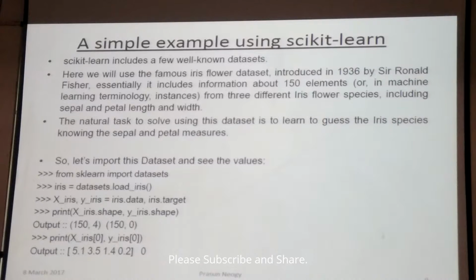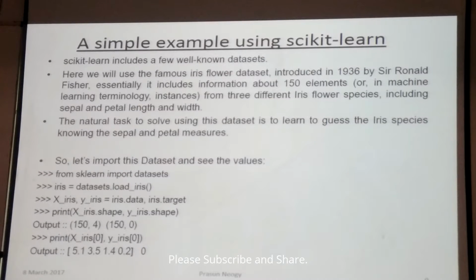So how can we do this? Let us see. Let's import the data set and see the values. I am doing this directly from the prompt but you can also do it from a program. This is a Python prompt. From sklearn import datasets. iris equal to datasets dot load underscore iris. That means by saying this, it will load the iris data set. Now X iris and y iris equal to iris data and target. Which is data and which is target?